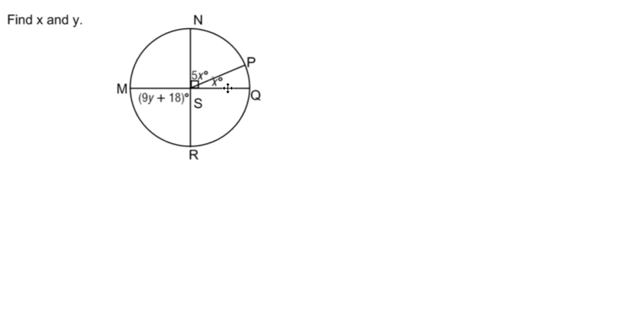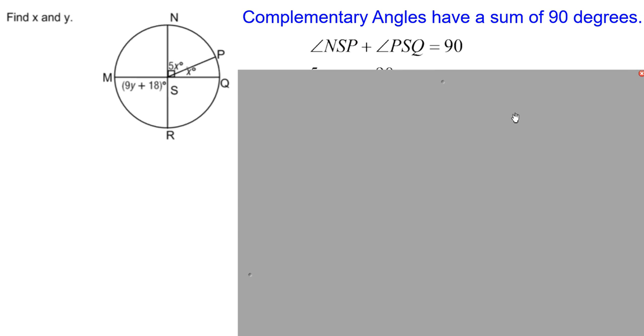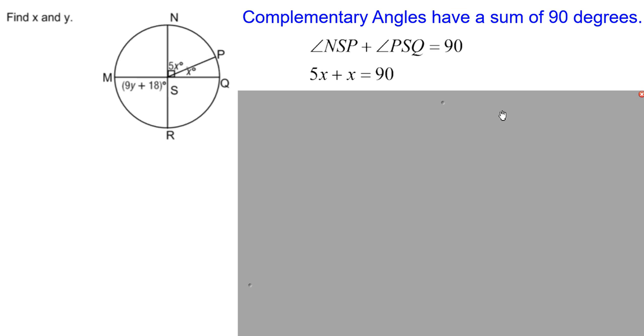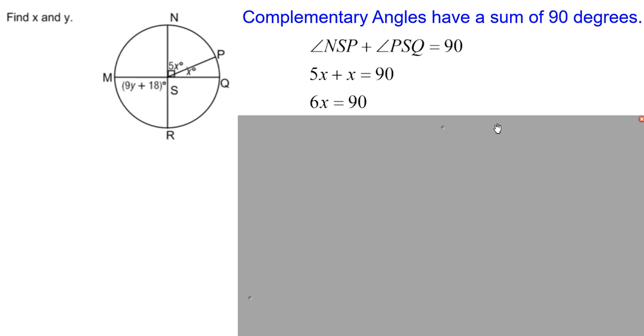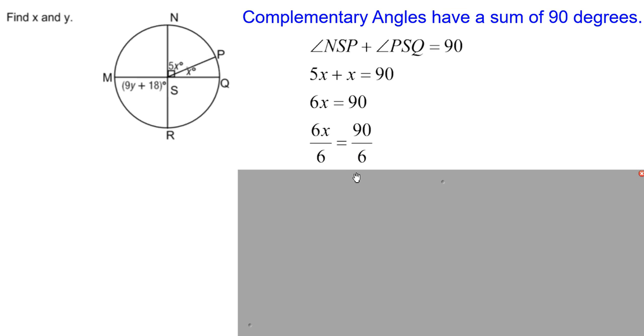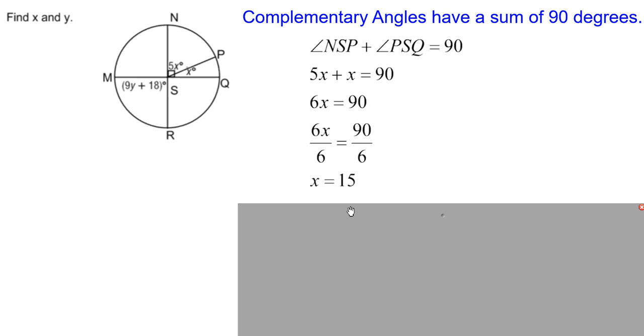NSQ is 90 degrees, which is made up from angle NSP and PSQ. So the total for these two angles is 90. We have complementary angles here. So if I add those up, they should equal 90. We have an equation to help us solve for x, right? So 5x and x is 90. We have some like terms to combine. Now we have some multiplication to undo. Therefore, x is 15.